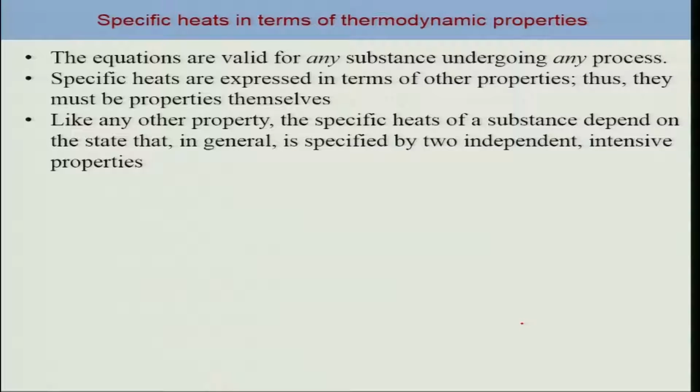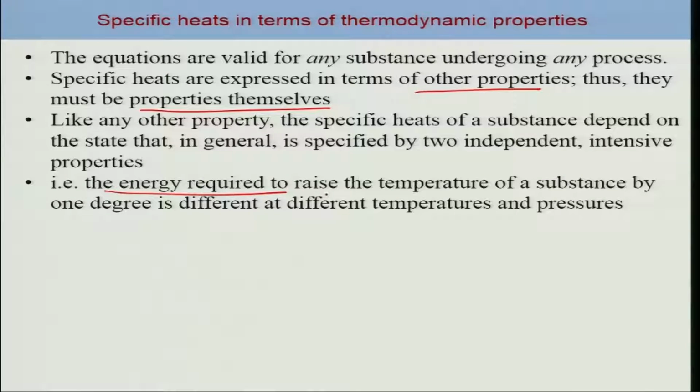So specific heat, as I said, is expressed in terms of other properties, hence it is a property itself, which essentially means you can define specific heat in terms of the intensive variables temperature and pressure. That is, the energy required to raise the temperature of a substance by 1 degree is different at different temperature and pressure. So they are variable, as they are just a property, and hence they will vary with temperature and pressure.